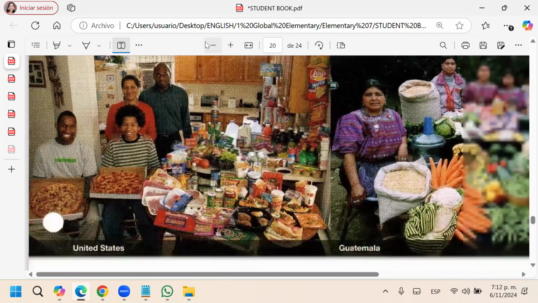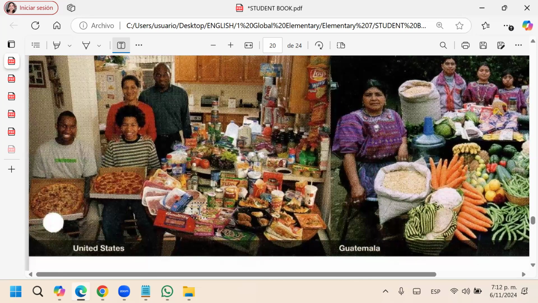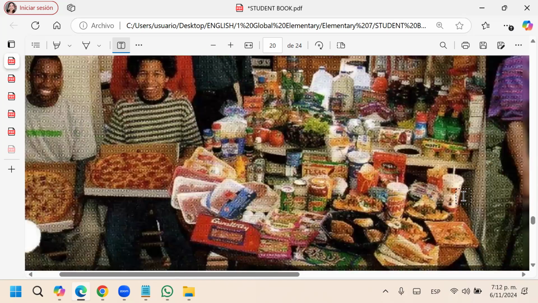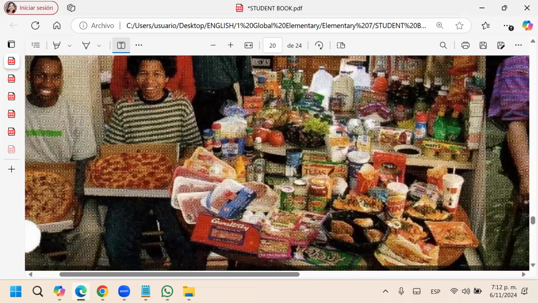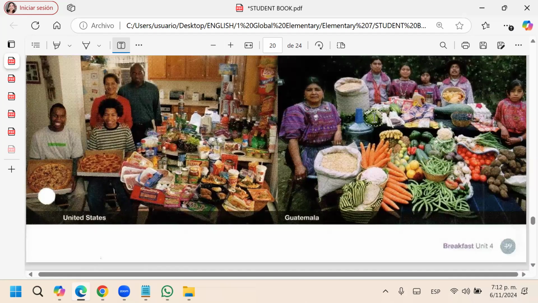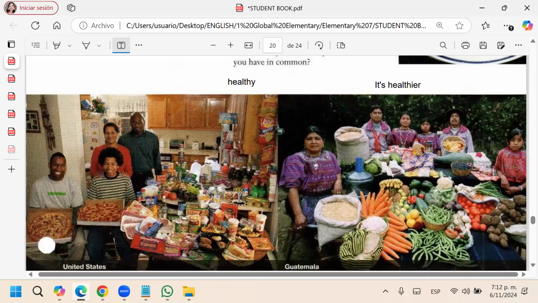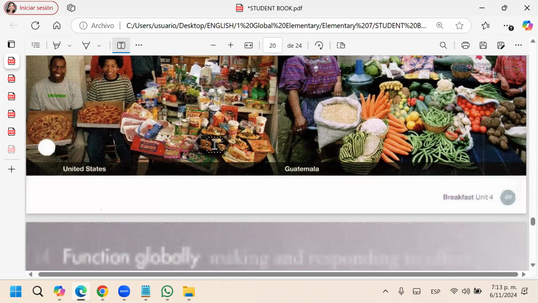In the United States: chips, pizza, hamburgers, meat, drinks, sodas, soft drinks, juice, everything processed, sauces, the liquid here like milk, Coke. So this food is healthier, and the other one is unhealthier. It's unhealthy. So yes, these two families: healthy food, unhealthy food.